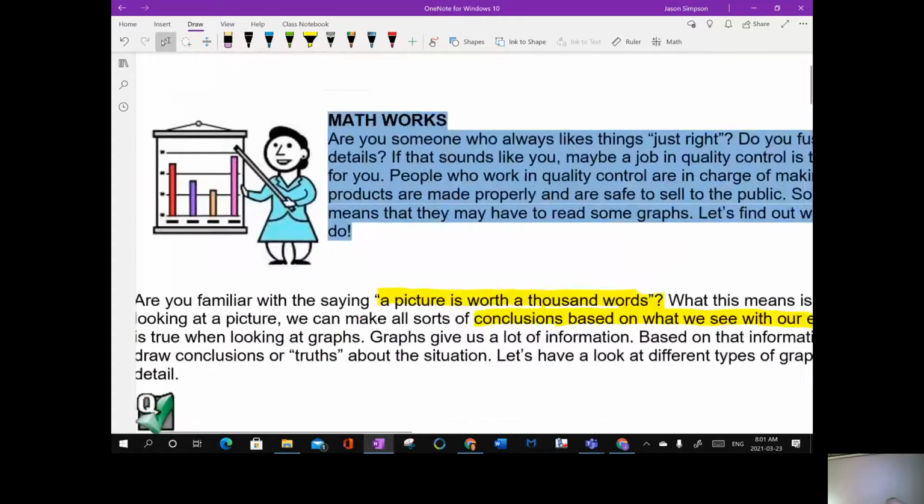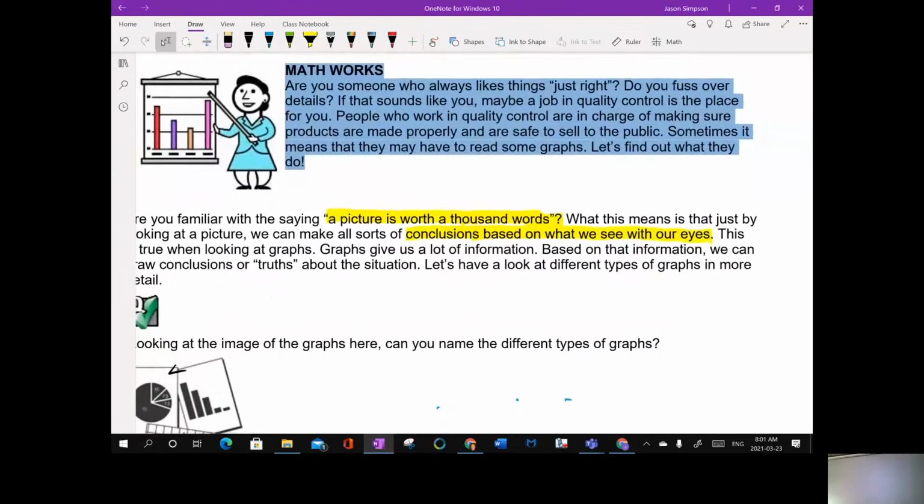Called circle graphs, all right? Now, I just want you to imagine, are you somebody that always likes things absolutely perfect? Do you fuss over the details? If this sounds like you, then maybe a job in quality control is the place for you. These are people that work to make sure that when businesses make stuff, they make it in such a way that the business doesn't lose money by wasting materials.